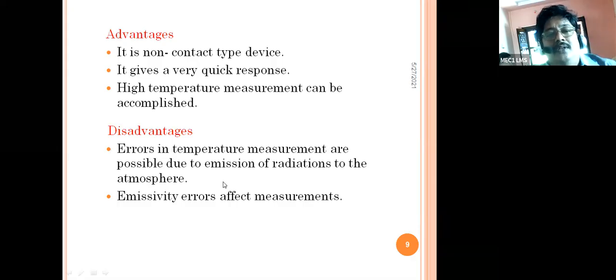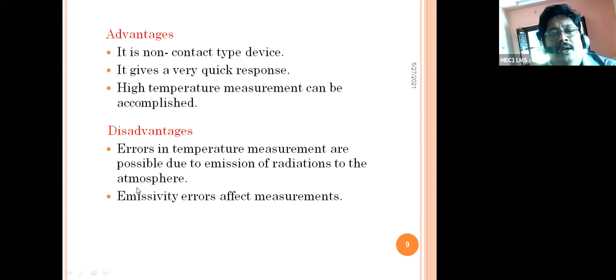And disadvantages, errors. There will be errors in the temperature measurements, possible due to emission of radiations to the atmosphere. That means some of the radiations will be exposed to the atmosphere or to the surroundings. There, some temperature measurement will not be accurate. We cannot get the correct value. Maybe some errors will take place in the measurement of temperature, and emissivity errors affect measurement.